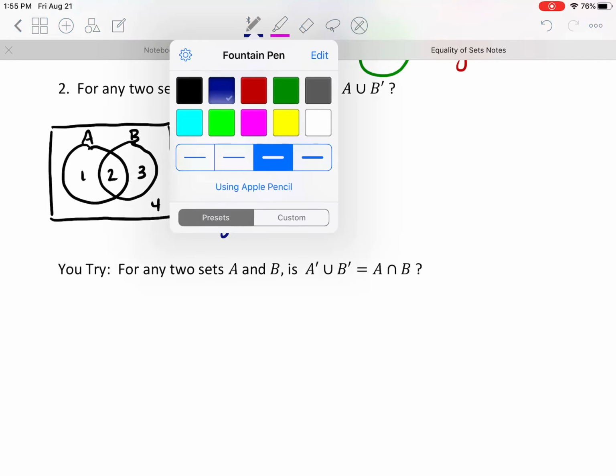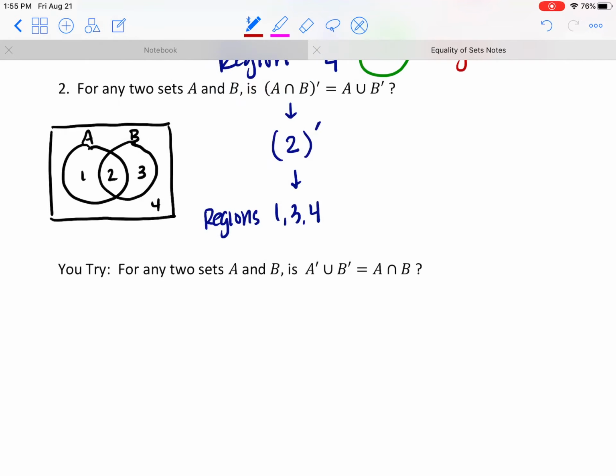Okay? So now let's try the second set of operations and try to determine if we get to the same regions. So this says take A and unite it with the complement of B. So what do we have in A? We have regions 1 and 2. So this is regions 1 and 2. And we're going to unite that with the complement of B. So B includes 2 and 3, which means the complement would be 1 and 4.